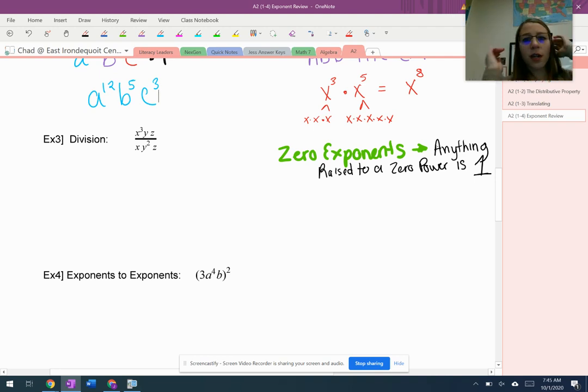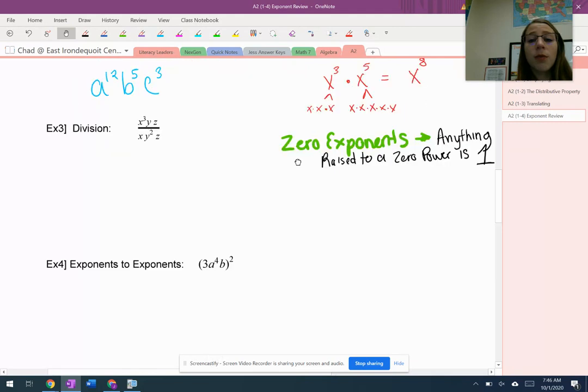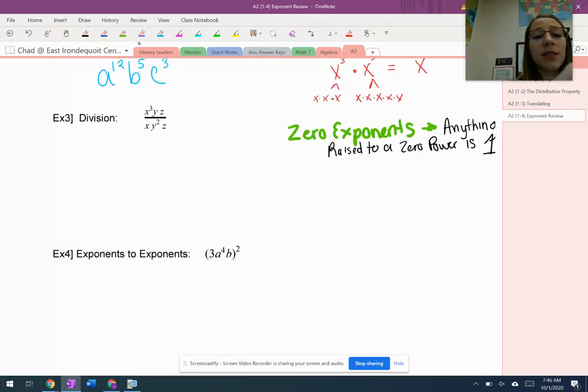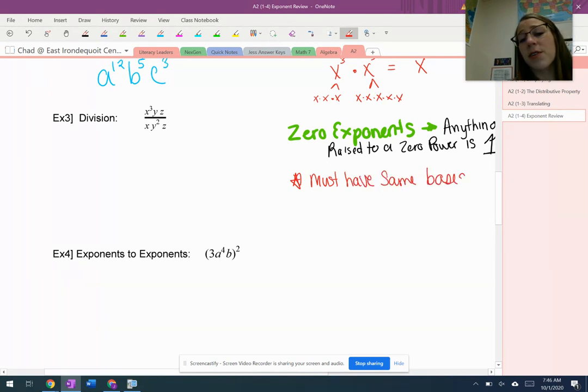Okay, so we're finishing up notes for 1-4. We're looking at example 3, this one talking about division, talking about those division rules. So again, just like above, the bases have to be the same. Just like with multiplication, you need to have the same bases. If your bases aren't the same, there's not really much you can do. And so then if your bases are the same, you can subtract your exponents.